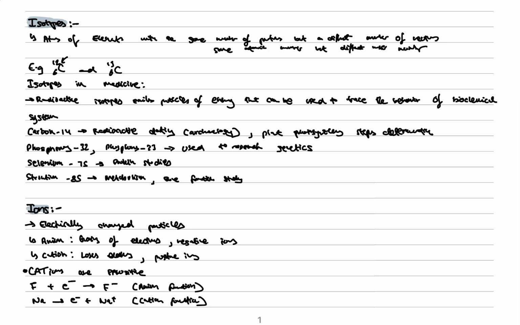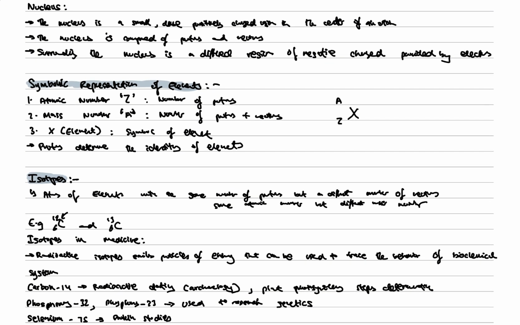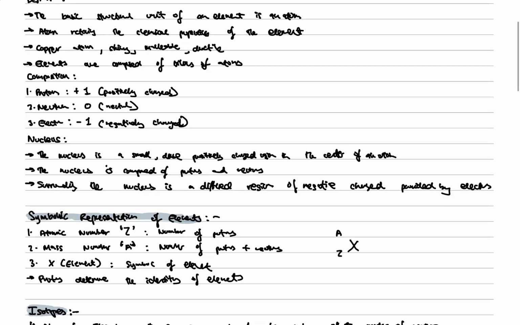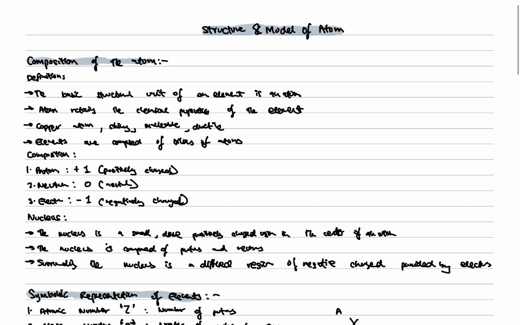And obviously knowing the difference between anions and cations, and knowing isotopes and the uses of isotopes in medicine, is also really important. And the rest is pretty basic, I guess. But just because it's basic doesn't mean that you can skim over it and not study it properly. So I do recommend you review this once more.